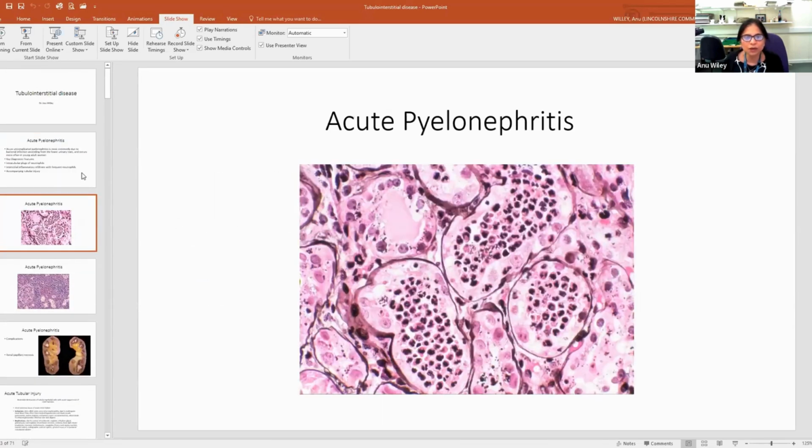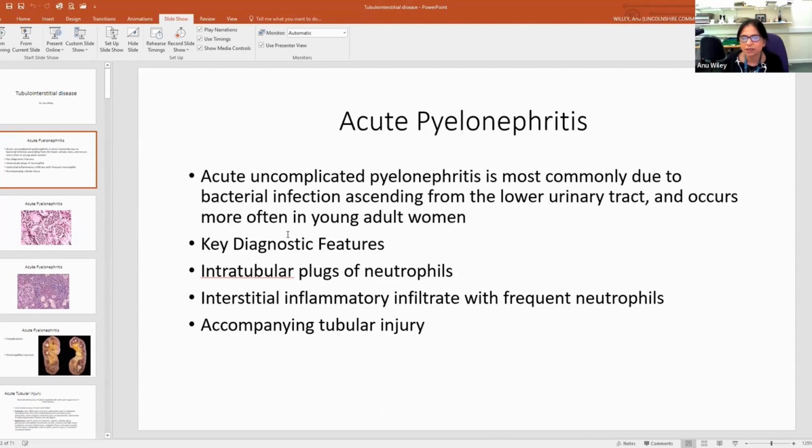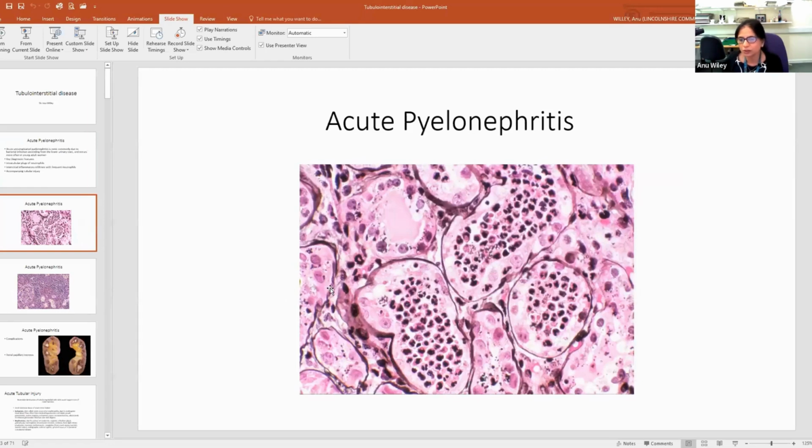But if you do have to look back and see what you see in it, you would see intratubular plugs of neutrophils, and an interstitial inflammatory infiltrate with lots of neutrophils. Whenever something involves the tubules, you also get a component of acute tubular injury. Here, this is a high power magnification of the tubules where the tubular epithelial cells look quite flattened and the tubular lumen are all filled with degenerating neutrophils.